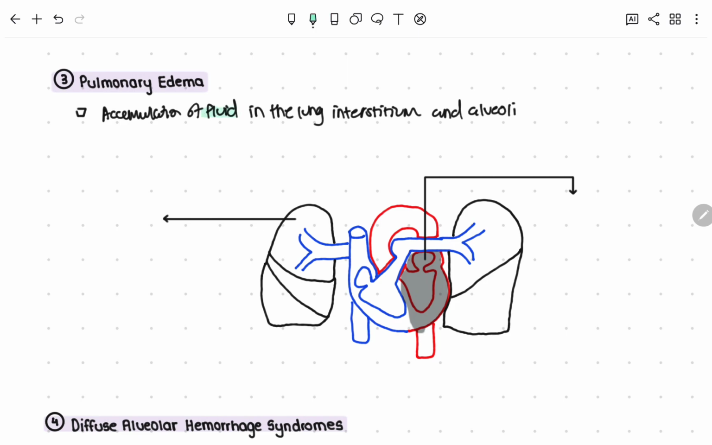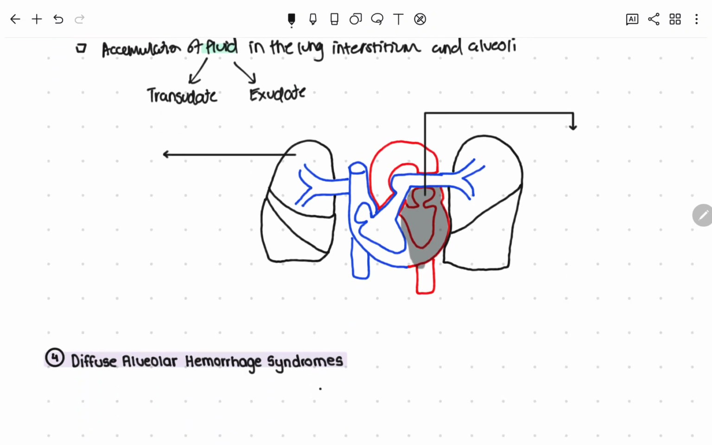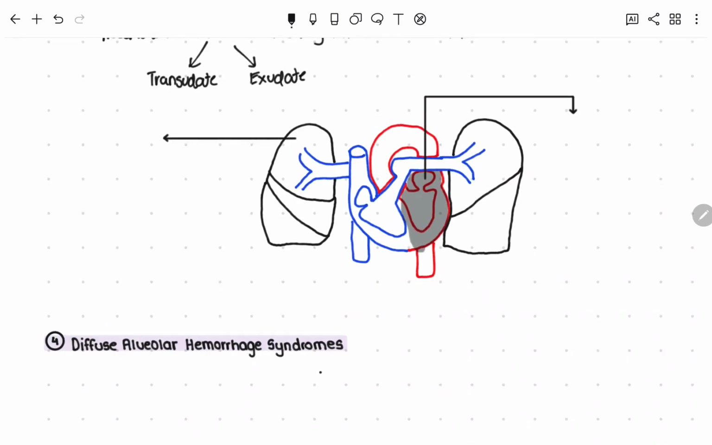And now fluid subtypes can be divided into two. It can be transudative fluid or exudative fluid. By now you should know the difference between transudate and exudate. Exudate is more related with an inflammatory pathology, and a transudate is more related with pathologies that are not associated with inflammation specifically, but just the leakage of protein-free fluid into a specific space. In this case, that space being the lungs, the interstitium of the lungs.